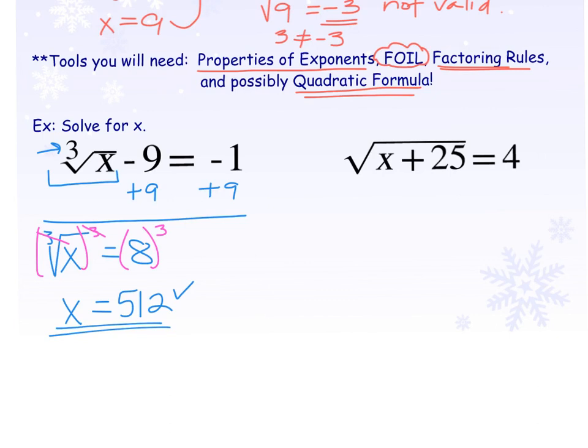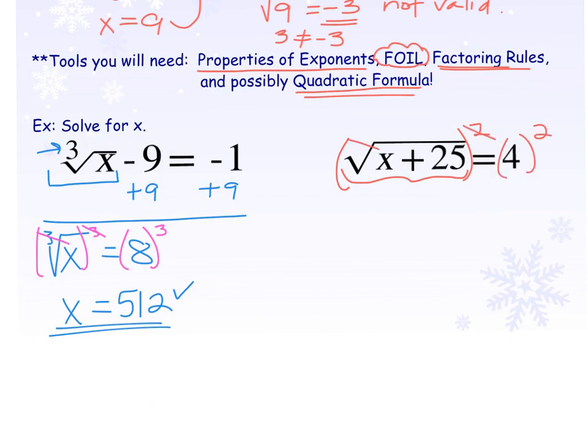So let's see how this works. We have the square root of x plus 25 is equal to positive 4. So notice the radical is by itself. Even though the 25 is on the inside, nothing's being added or subtracted outside of it. So what we're going to do to get rid of that radical is square each side.